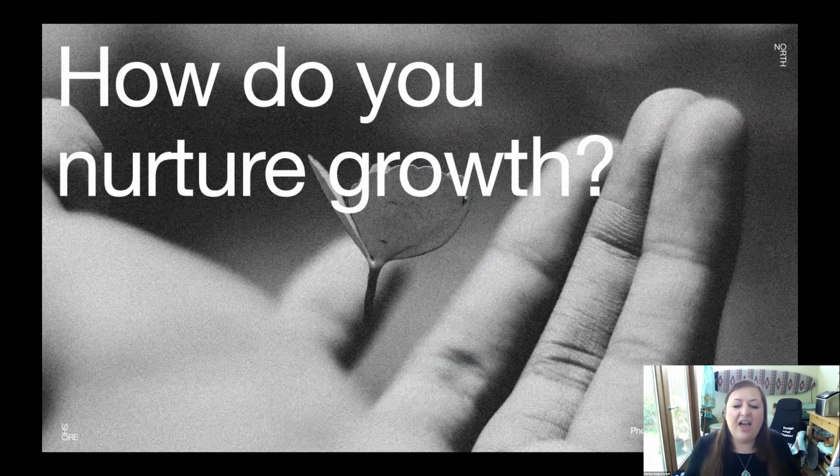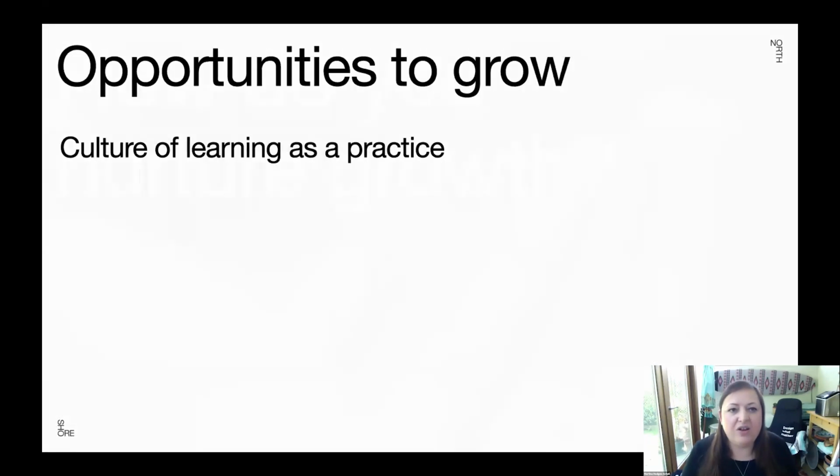So now that you have a team up and running, how do you nurture growth? There are lots of opportunities to foster growth across the practice. I want to mention 4 here. First of all, you need to foster that culture of continuous learning. Alison mentioned this as a growth mindset. It's so crucial as a foundation.